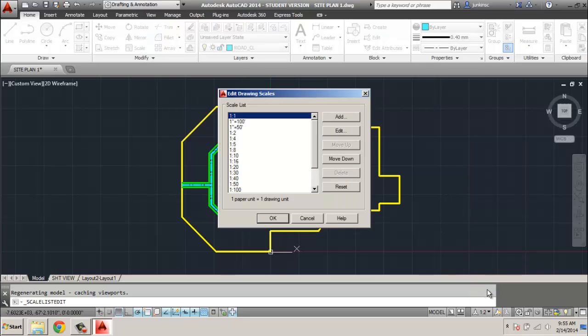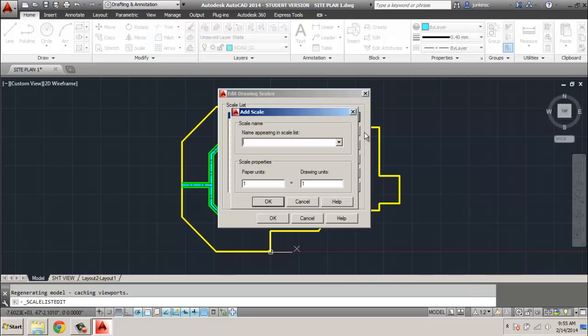If I wanted to create a custom scale, I'm going to add one in here, and I'm going to say I want to make a scale that's 1 inch equals 60 feet. So my paper units would be 1 inch. My drawing units, I have to ask the question, how many inches are there in 60 feet? So 60 times 12. If we knew 50 feet was 600, then another 10 feet would be 720. So 720 drawing units, or 1 paper unit equals 720 drawing units.